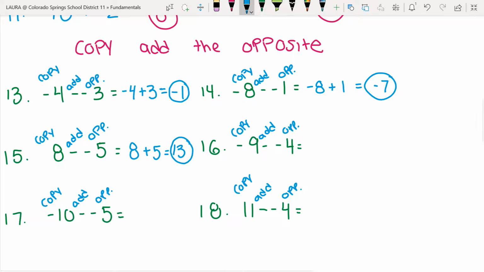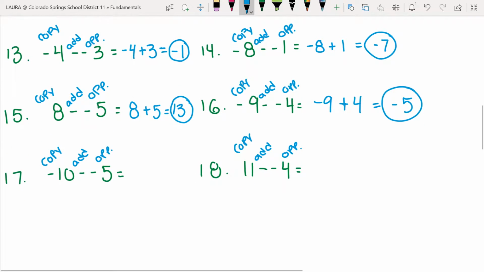Okay, let's see how you did. Number 16, when you rewrite -9 minus -4, that's -9 plus 4. Opposites, meaning one negative, one positive, so I subtract. 9 minus 4 is 5. The bigger number is 9, and it's negative, so your answer is negative. Number 16, you should have gotten -5.